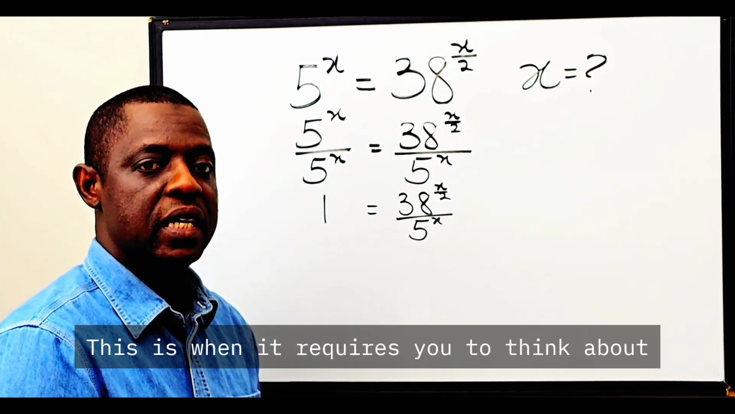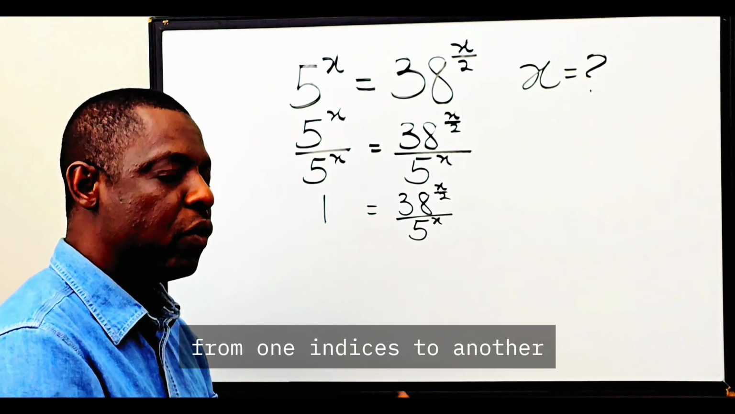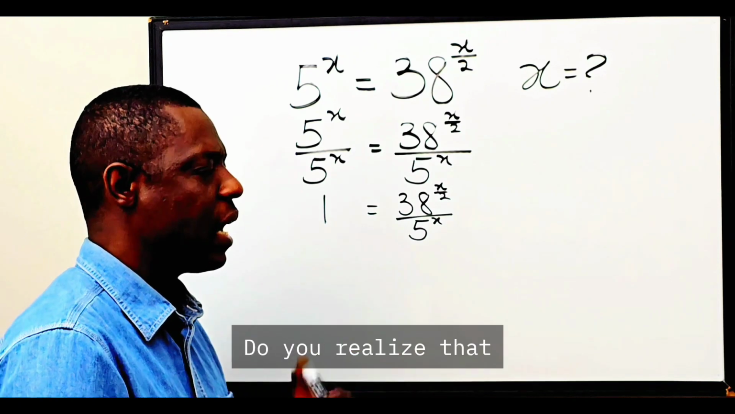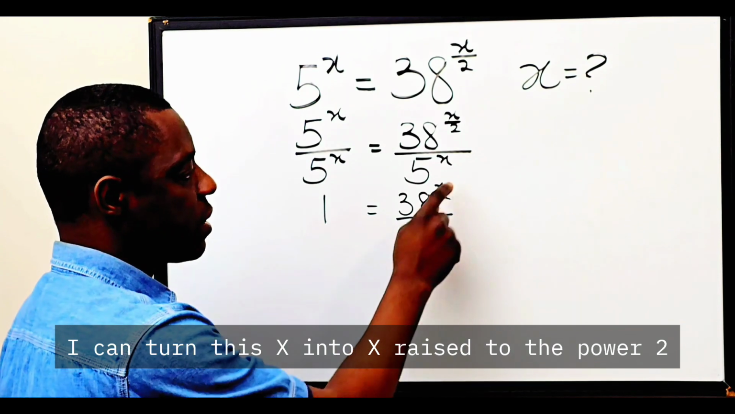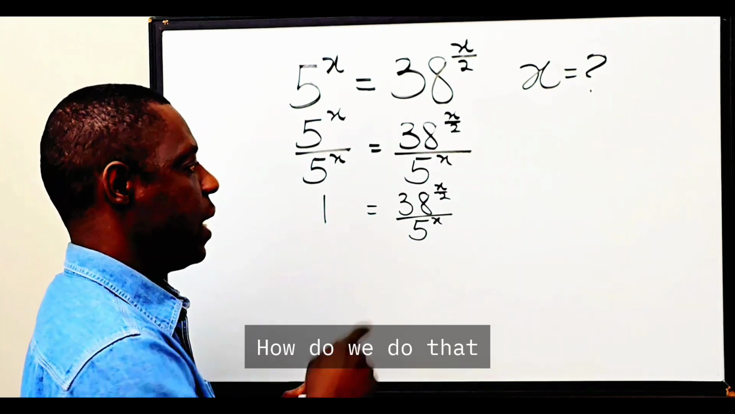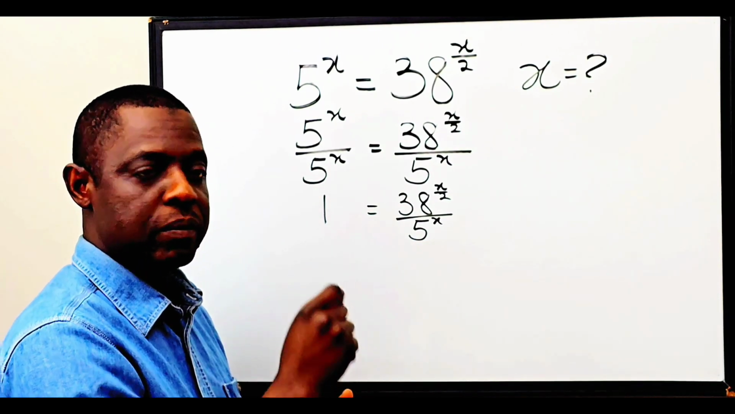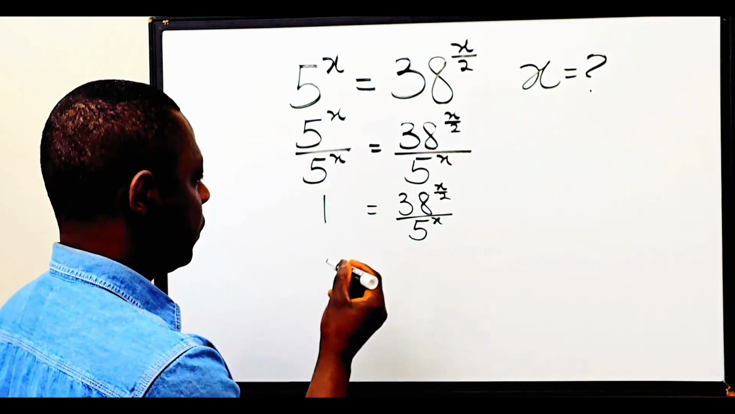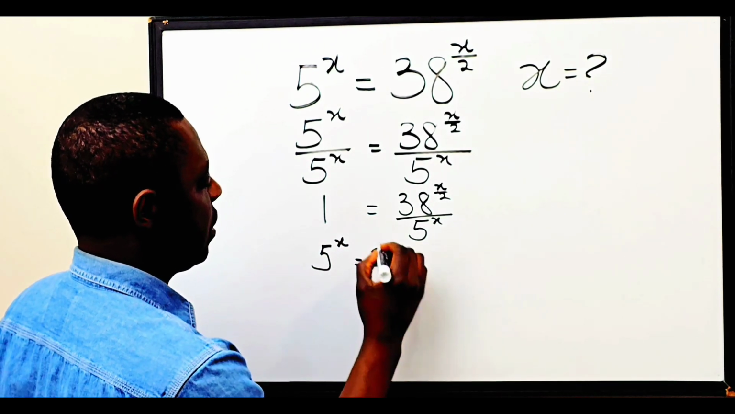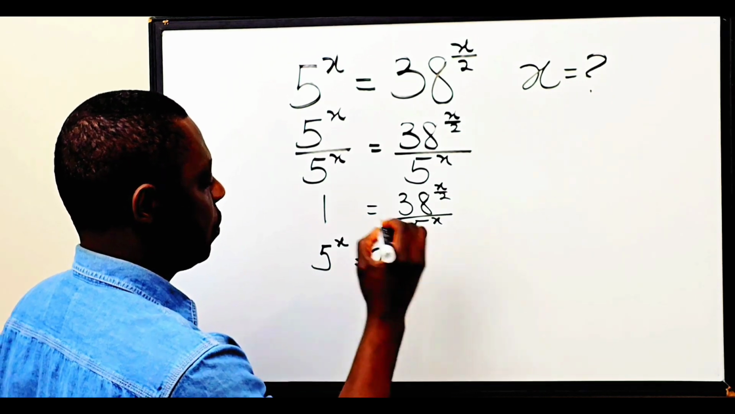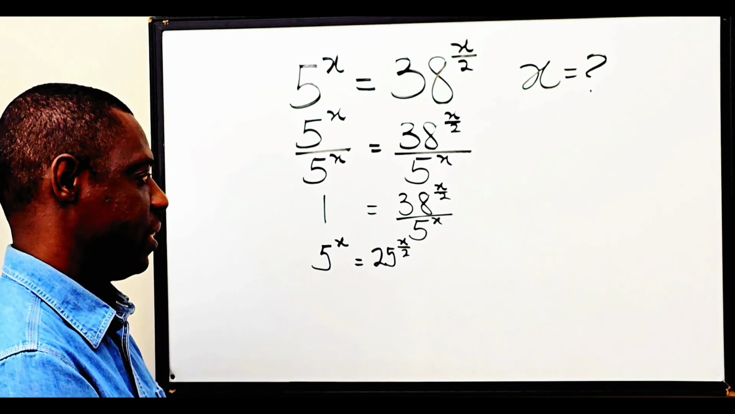This is when it requires you to think about how can I convert from one indices to another. Do you realize that I can turn this x into x over 2? How do we do that? And also, looking at 5 raised to the power x, my explanation here is that I can turn 5 raised to the power x into 25 raised to the power x over 2. Does that make sense? Definitely.